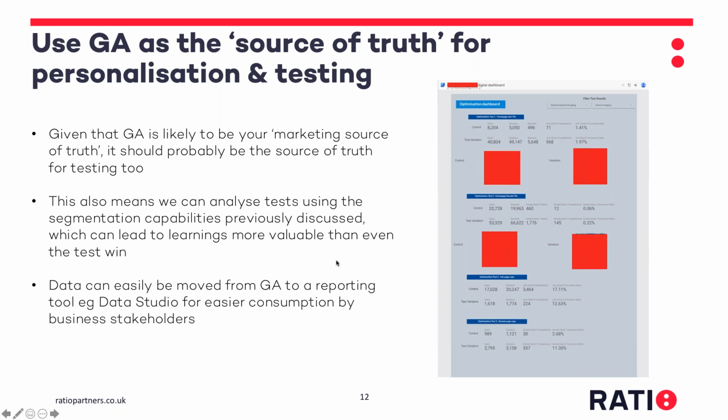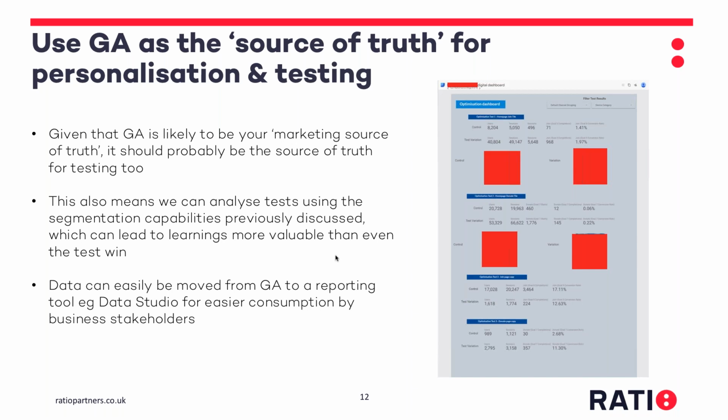When we've got the data in Google Analytics from a particular test, we can analyze it using the segmentation capabilities that I discussed before. And oftentimes this leads to learnings way more valuable than just knowing that the test won or lost. So if you weren't doing this, you might understand that a test in Sitecore was able to improve performance against a specific goal. But what you wouldn't know, which is something you can understand from Google Analytics once you've combined this information, is which segments of the test audience perform better or worse.